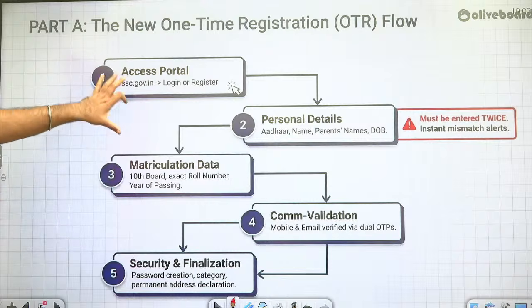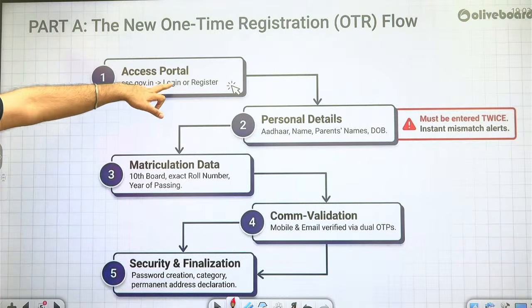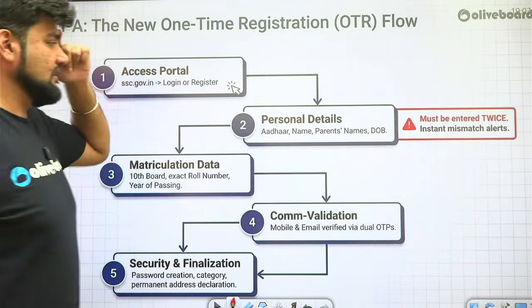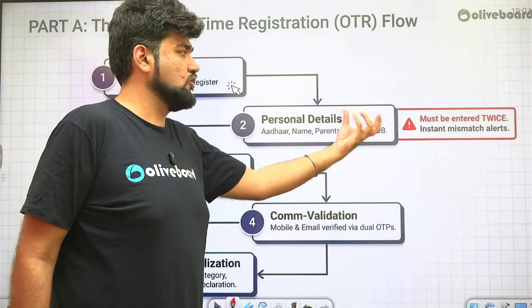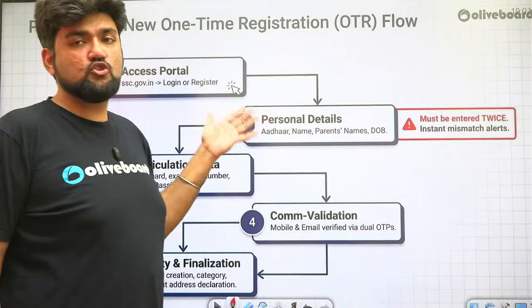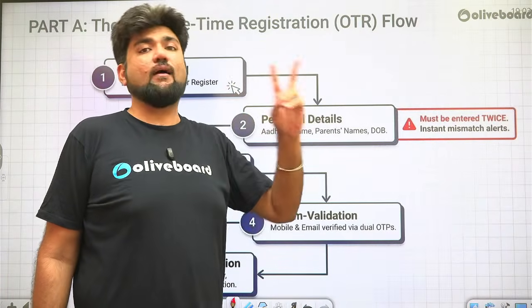So you will open the portal ssc.gov.in. You will log in or register there, right? Then your personal details will be entered, your Aadhaar ID, your name, parents' names, your date of birth. Remember, these crucial data will make you enter it twice now.